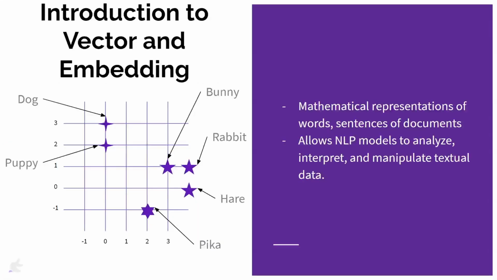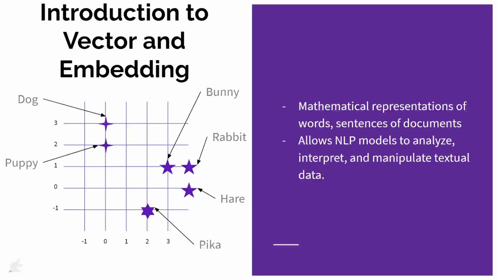In the realm of natural language processing, vectors play a pivotal role in representing and processing textual data. Vectors are essentially mathematical representations of words, sentences, or documents that enable machines to understand and process human language. This transformation of text into numerical vectors allows NLP models to analyze, interpret, and manipulate language data. Let's delve into the significance of vectors in NLP and how they are used to facilitate various language processing tasks.